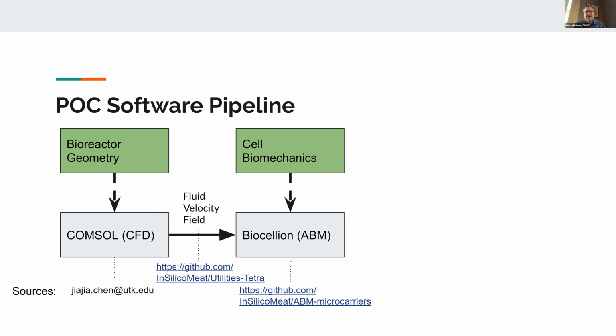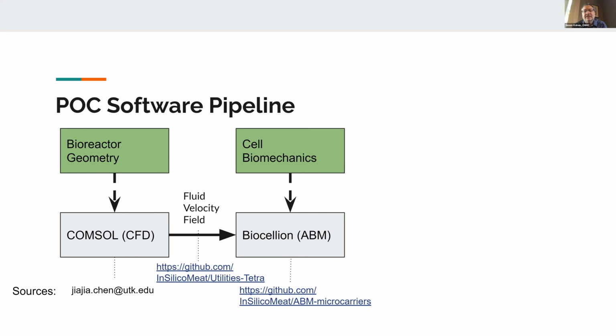That feeds into Biocellian, which is an agent-based simulation modeling and simulation system, attuned to the needs of biology. That also has to take into account cell-to-cell biomechanics. That information has to come out of papers and resources, domain experts. So that's another input to the pipeline. And that microcarrier ABM model can be found on GitHub as well.